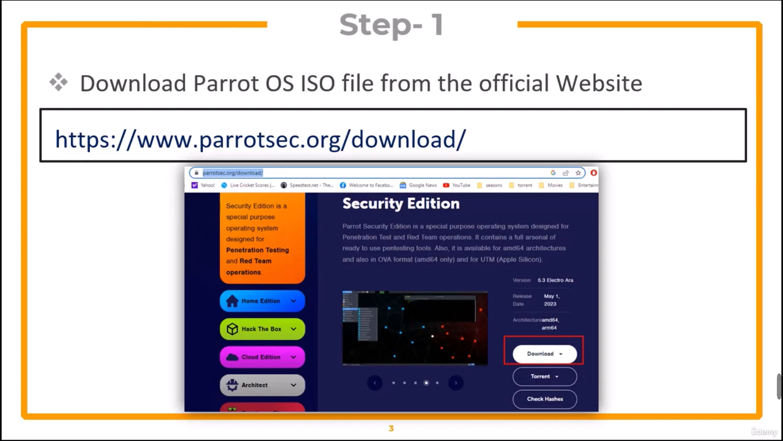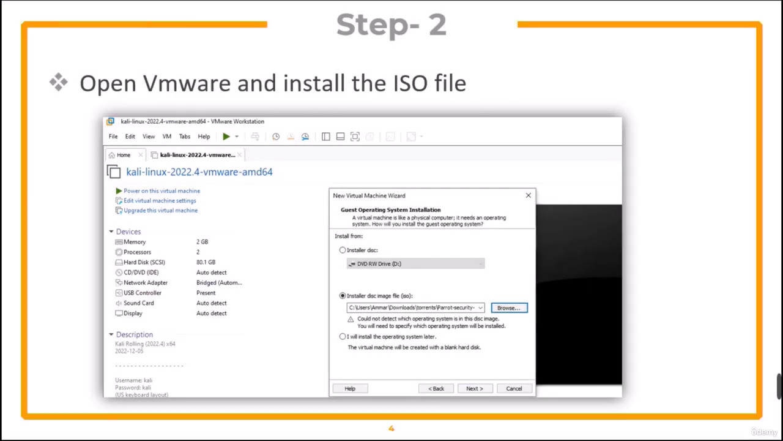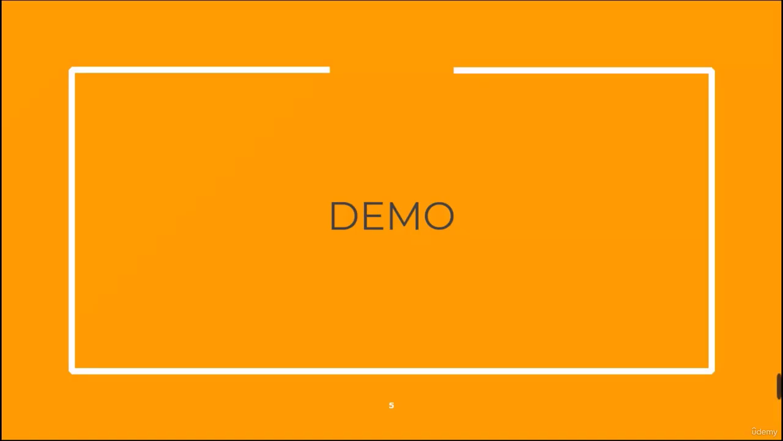You can download Parrot OS ISO image from their official website. You can then open VMware and install the ISO file. Let's move towards the demonstration.